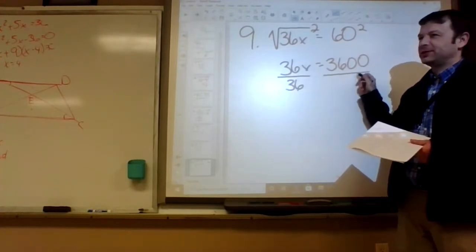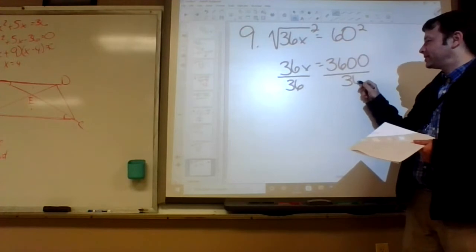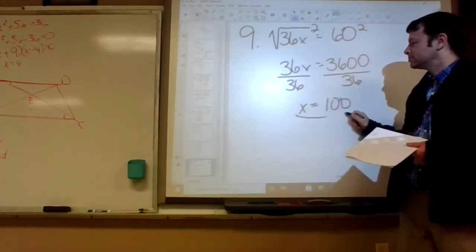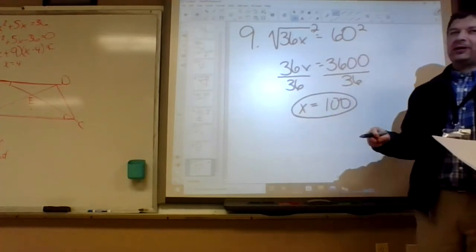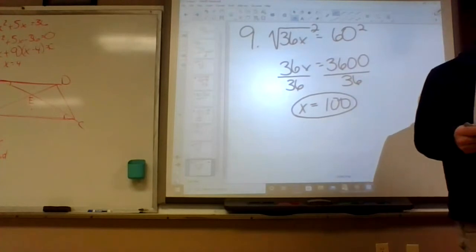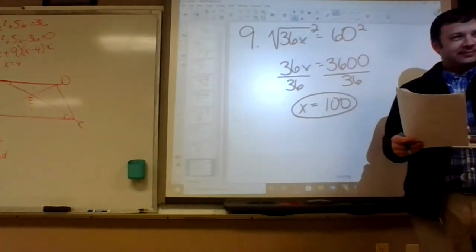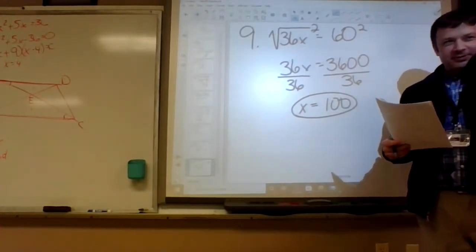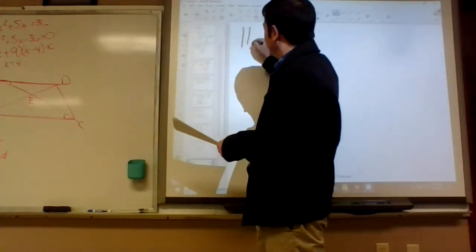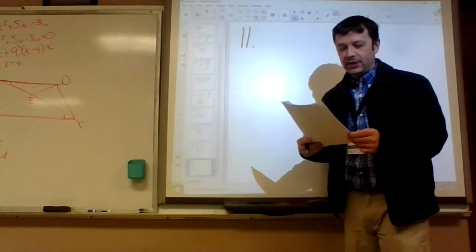Okay. I'm afraid to ask this, but what's 3,600 divided by 36? 100. Yeah. I'm afraid I'll ask, somebody will get it wrong, and then people will start shouting at each other. Nick. Sorry, I'm just that good at math. Okay. Apparently not. 60 times 60. Shut up. Number 11.